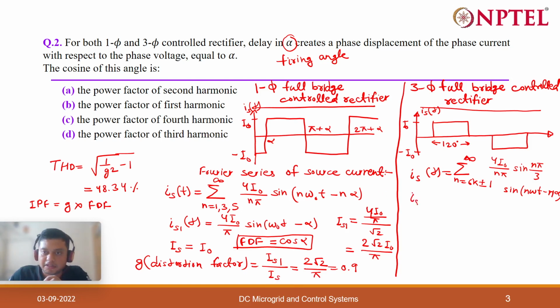From here you can write IS1(t) comes out to be 4 I naught divided by pi, sin 60 degrees, sin pi by 3, sin(omega t minus alpha). So here also you can see that the displacement angle between the fundamental source current and the voltage is alpha, that is the firing angle delay. So you can write the fundamental displacement factor as cos alpha.